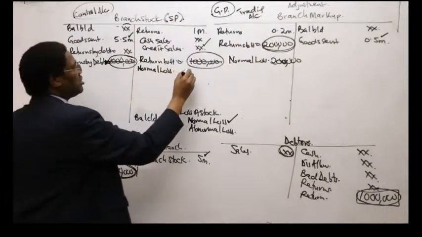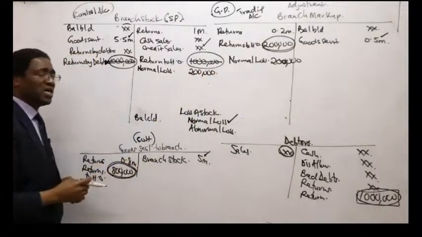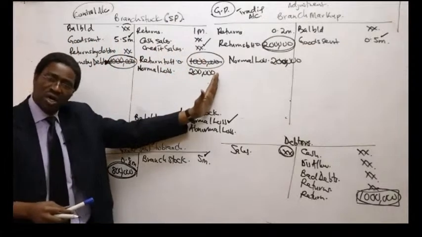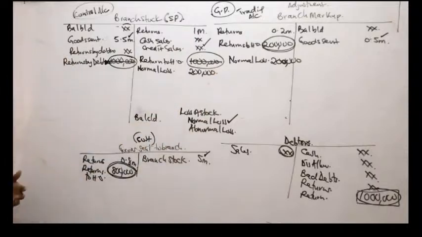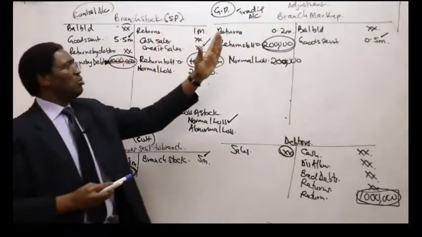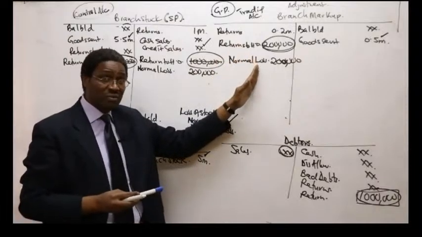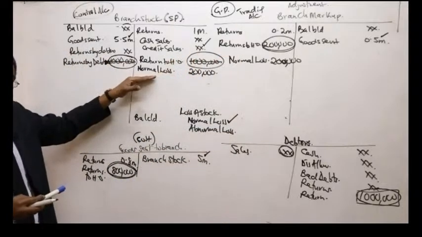Why do we credit branch stock? Because again, you will not ask the branch to account for the goods by the end of the year, so you remove them from the control account. So that is the double entry for normal loss of stock. But with any normal loss of stock, you debit branch markup with the selling price of the normal loss, and you credit branch stock at selling price.